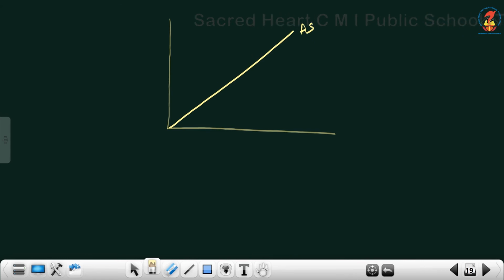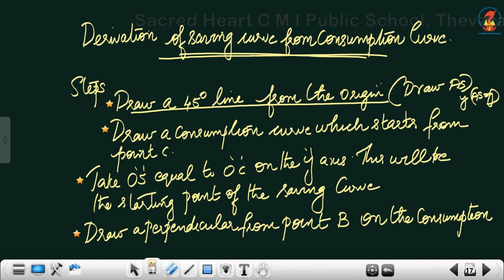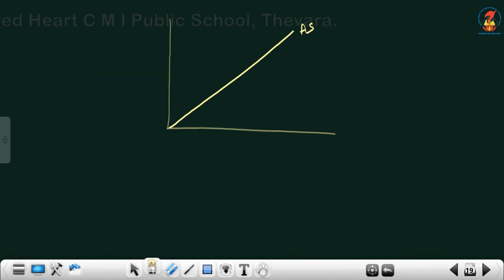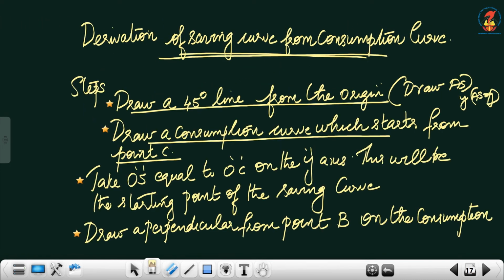Or the 45-degree line. Then what is asked to be done? Next is draw a consumption curve which starts from point C, because we have to draw the consumption curve, then only we can derive the saving curve from it. Okay, I am drawing the consumption curve with C as a measurement. Then comes the next one. Take OS equal to OC on the y-axis. This will be the starting point of the saving curve.